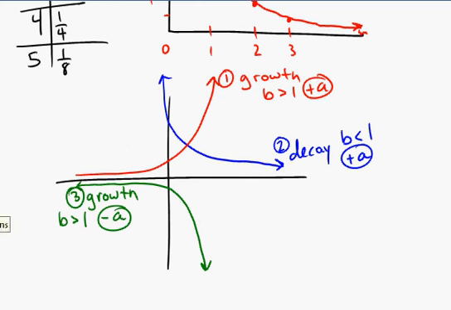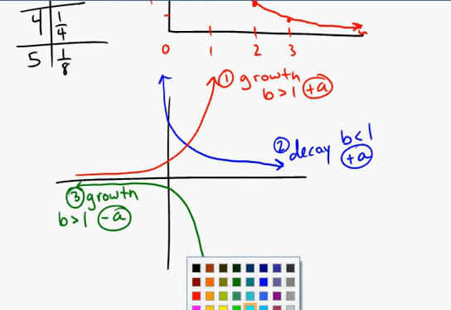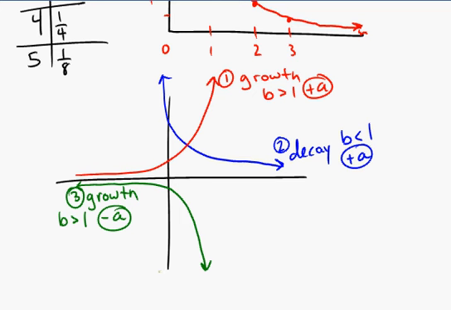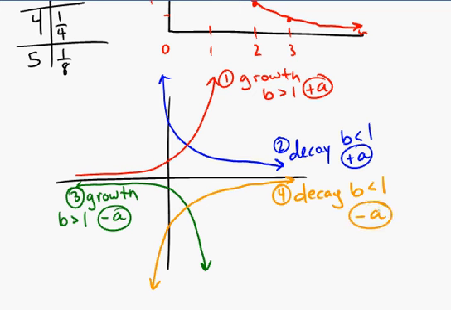I need another color. How about orange? The last one looked like that, right? That was question 4. That was decay. B was less than 1, but the difference between orange and blue is that we had a negative a. Okay?